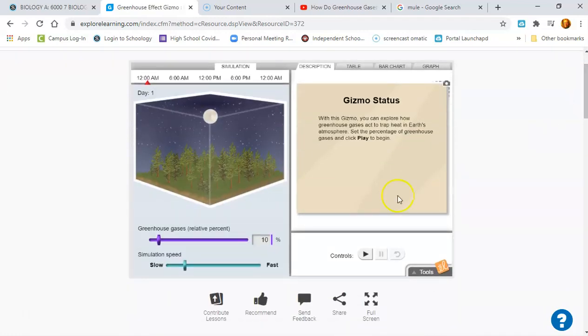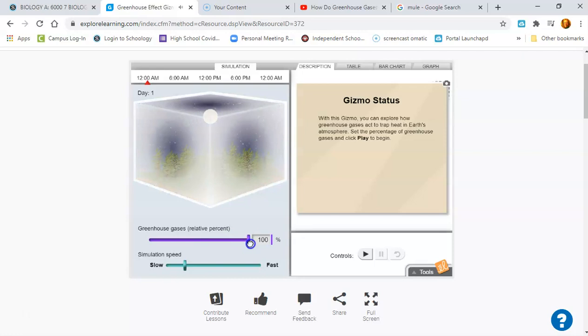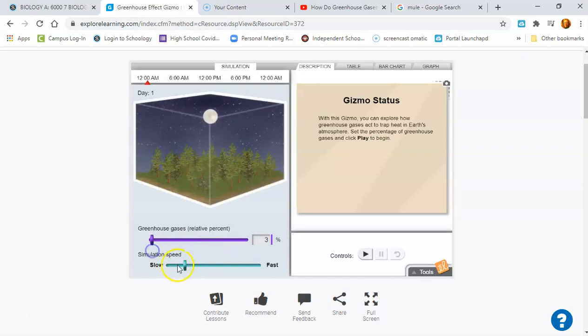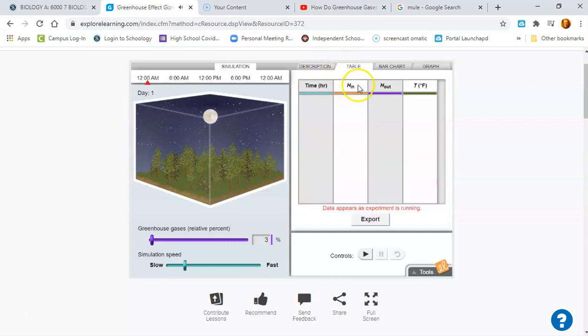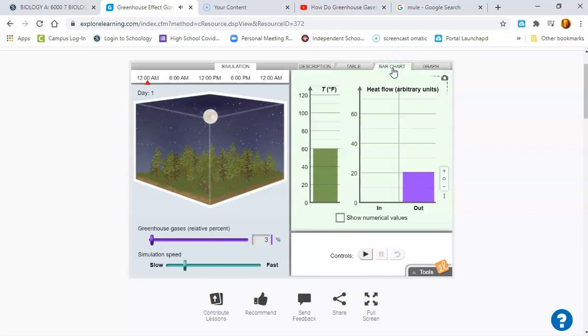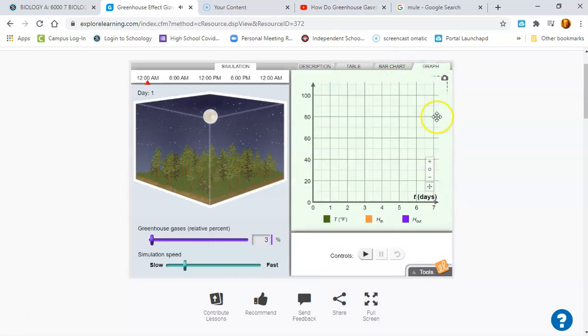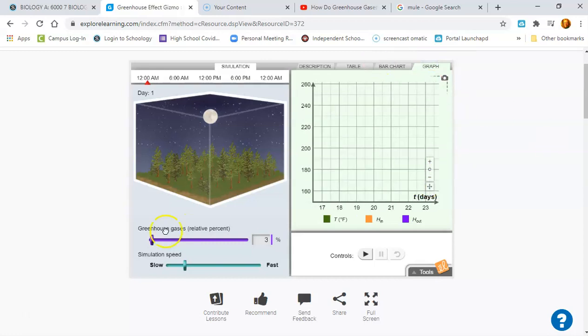Okay. And there's a couple things you're able to move. You are able to change how many of those gases are present. So look, the carbon dioxide, the methane, and you're able to crank the speed of the simulation up to make things go faster if you wish. Okay. On this side over here, you have a data table that will collect data. So how much heat is going in, how much heat is coming back out, and what the temperature inside the box is. Bar chart, so you can kind of see things changing, going up and down. And you also have a graph. And remember, you can zoom in and out of the graph and drag the graph around if it goes out of view. Okay.